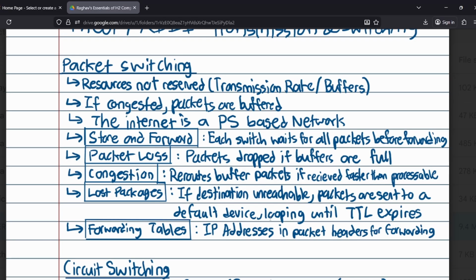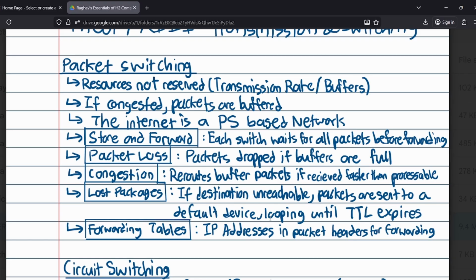So, there are a few things that you have to note. One, store and forward. Each switch waits for all packets before forwarding the next packet. So, if you have switch A and switch B, everything's traveling from switch A to switch B, right? Then everything's going to wait at switch B before the whole lot moves to switch C. Then you have packet loss. Packets are dropped if buffers are full. So if the buffer is full, no more space left, the packets just drop.